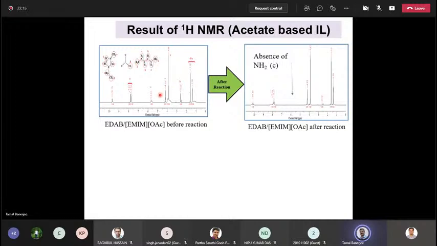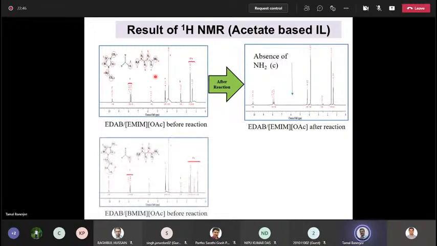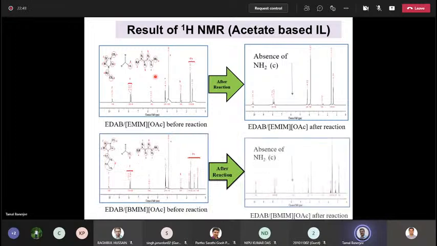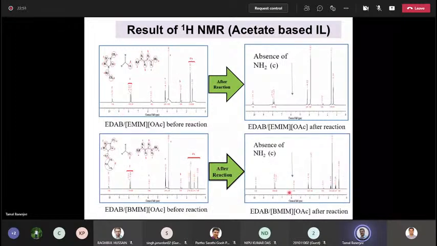Once you fix all the peaks, after the reaction, test again the starting compound. You see the NH2 is the one where hydrogen is actually released. There is an absence of NH2, so it means that your starting material, the ionic liquid, is intact. Whatever is disappearing is due to the NH2 peak, which is present in the chemical hydride. For the other ion also, same thing. After you do the reaction, the peaks of the ionic liquid remain, and only the absence of NH2 is detected.